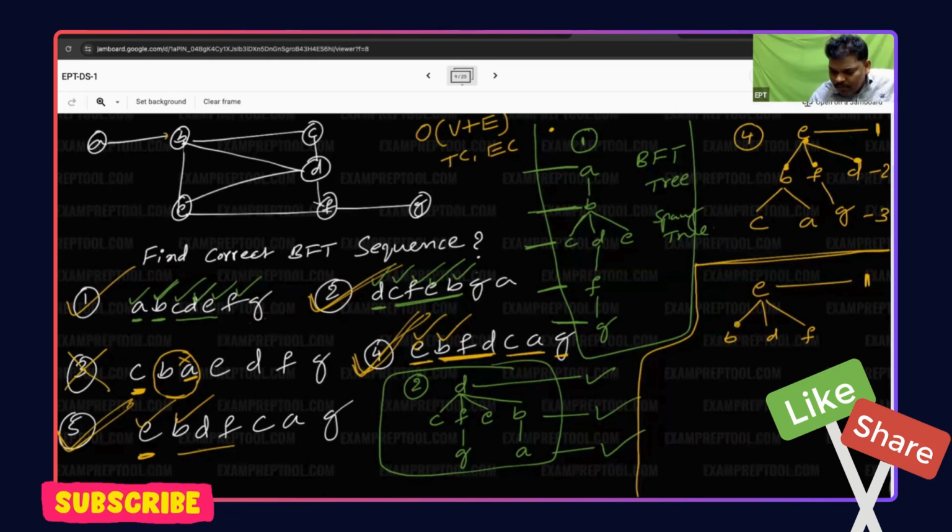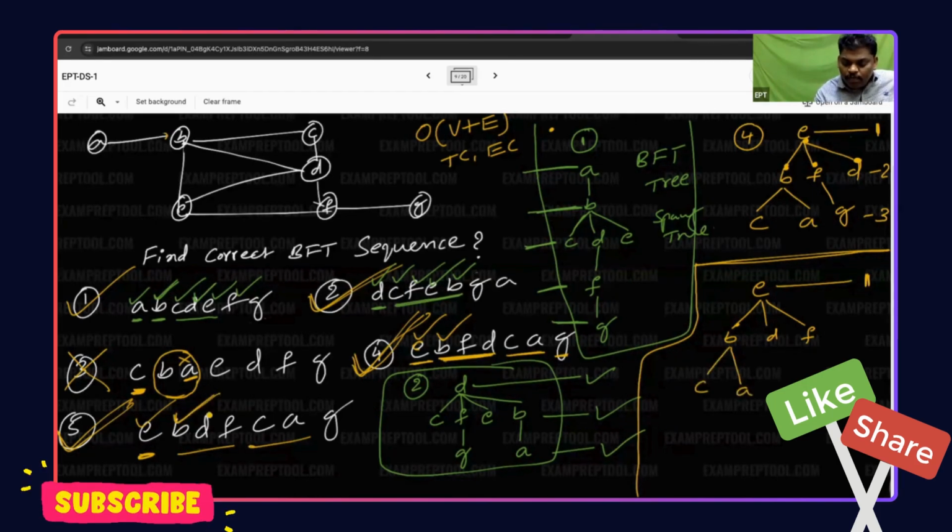So I am here. Now, can you help me? B followed by B's adjacent ones, if anyone is not covered. Who are B's adjacent? B is adjacent to 4 people. Which are not covered? B adjacent is C, not covered. B adjacent is A, not covered. B adjacent D, already covered. B adjacent E, already covered. So the left out people are A and C, so it is CA. I think B is also completed.